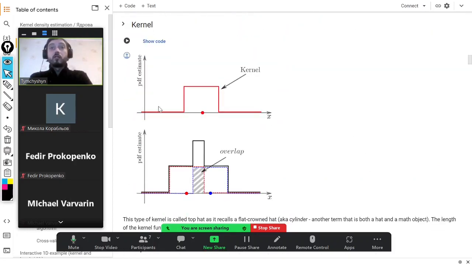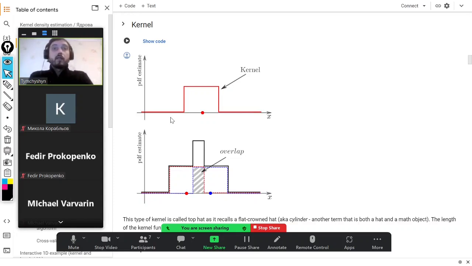Here is a picture for you. Here is a point that I have. That's a data point from my data set. X, as you might guess, is some sort of feature, so we are considering just one feature for now. And I'm doing some PDF estimate, so I'm trying to estimate some probability distribution function. And this is my kernel. This is a function that is equal, for example, to 1 here and to 0 everywhere else.